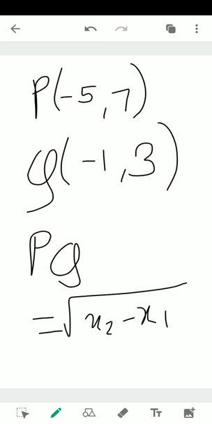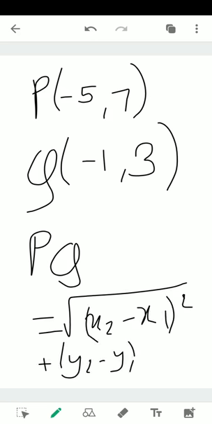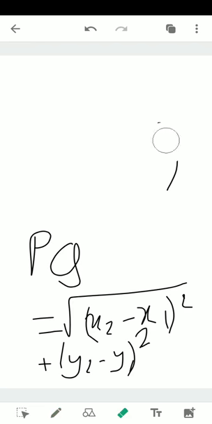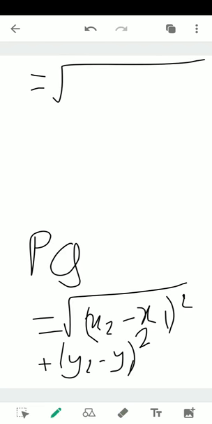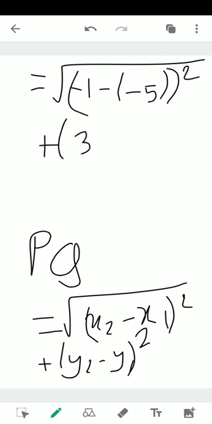x2 minus x1 whole square plus y2 minus y1 whole square. Please keep in mind, all of them should be inside the root sign, which is also called a radical. So after this, what is x2? x2, if you see here properly, is minus 1. And what is x1? x1 is minus 5. So we have to put them inside the bracket, plus y2 minus y1 whole square. This also should be inside the bracket.